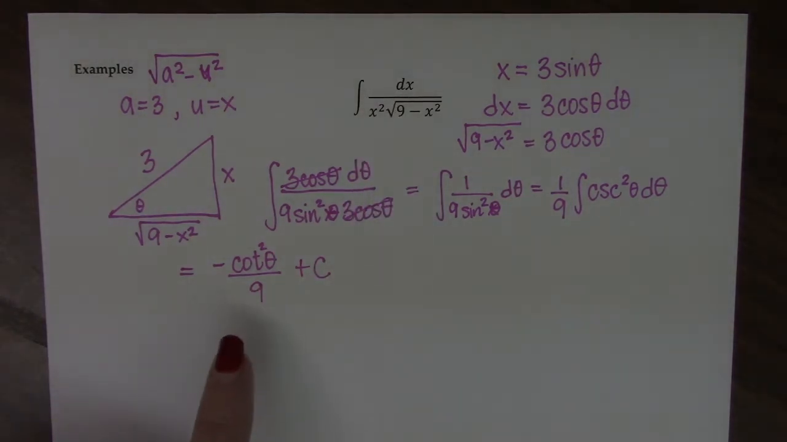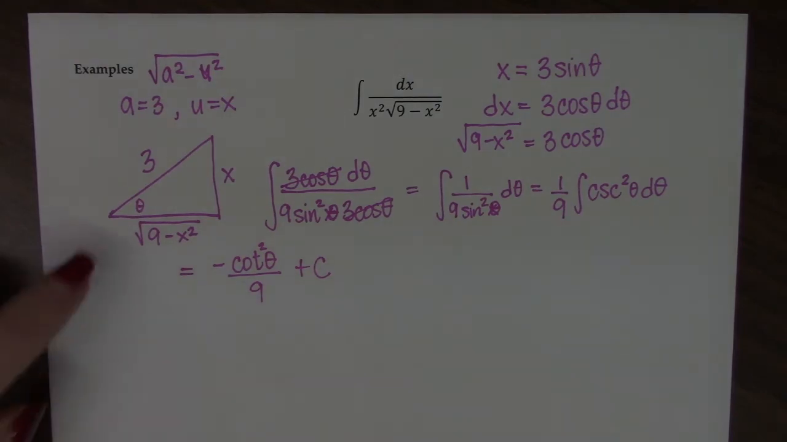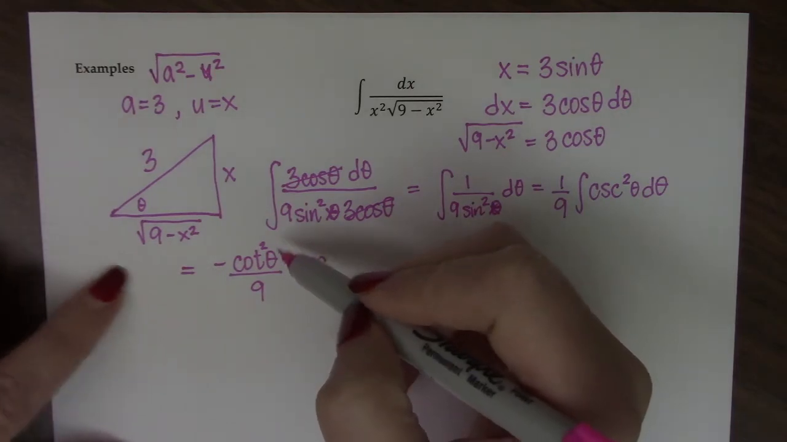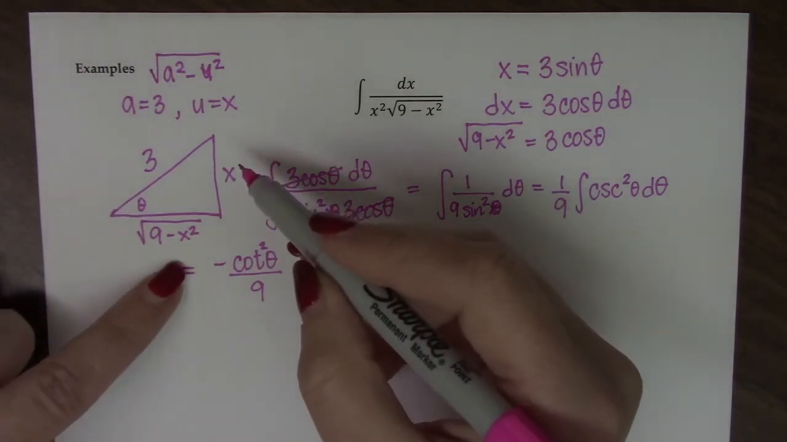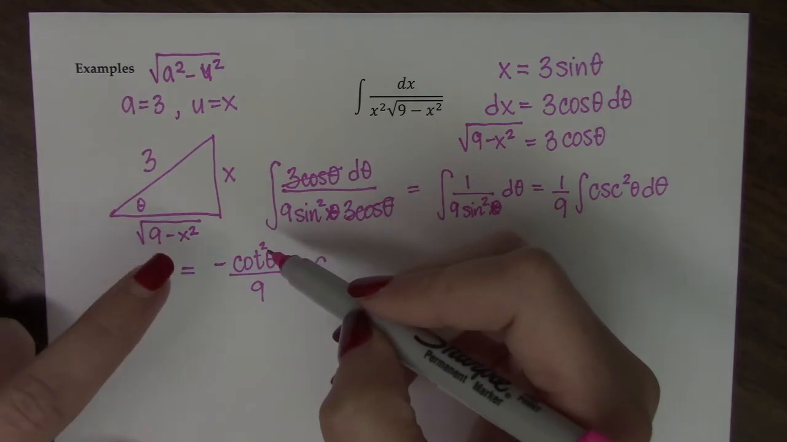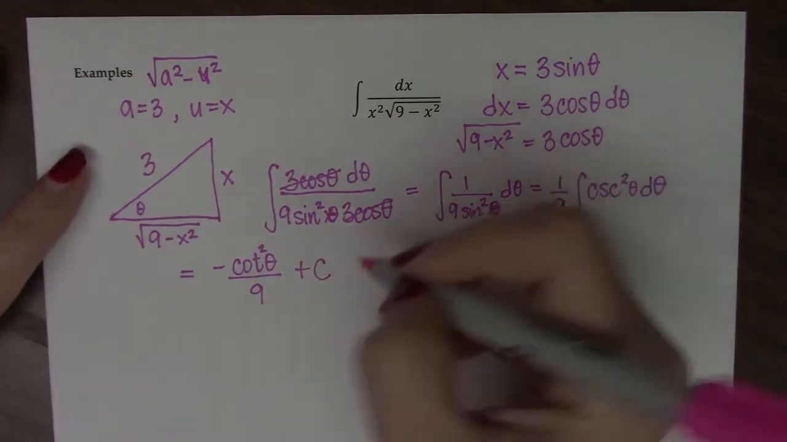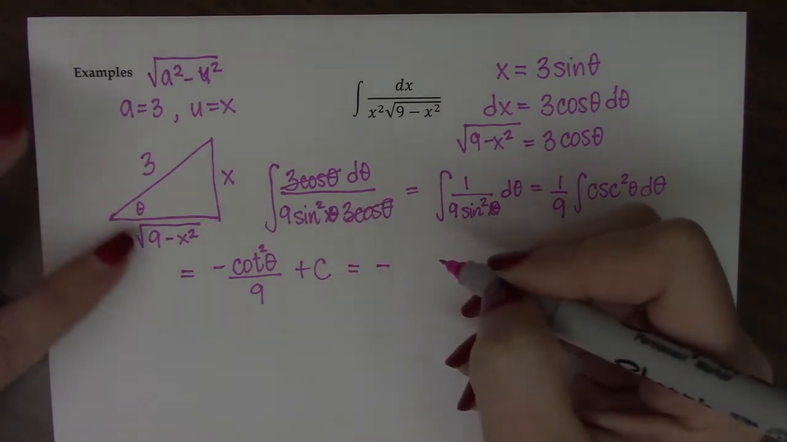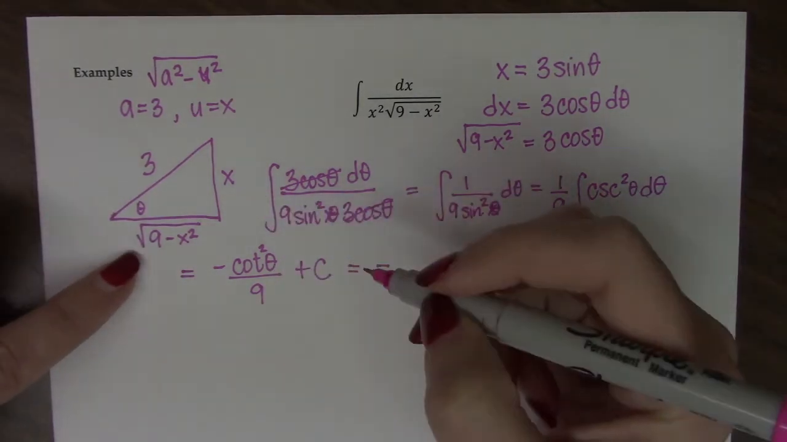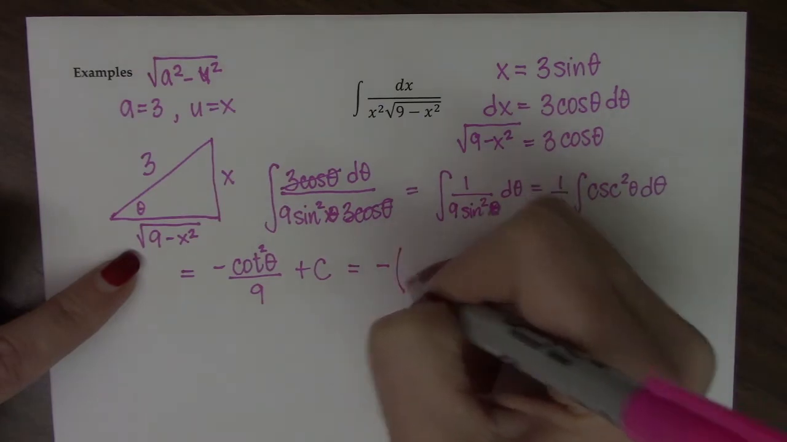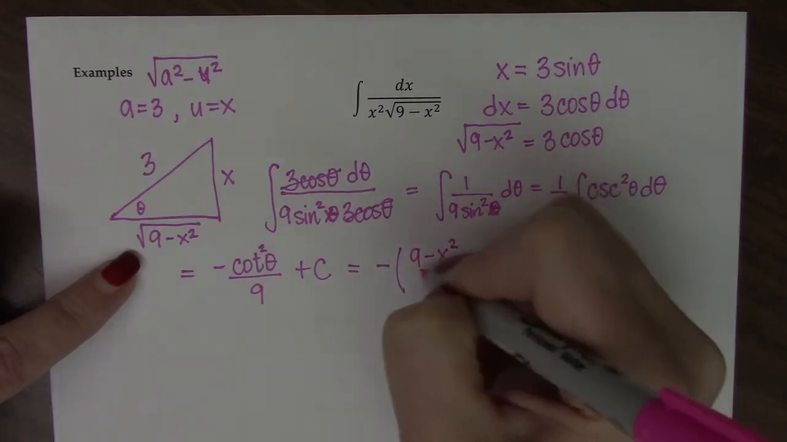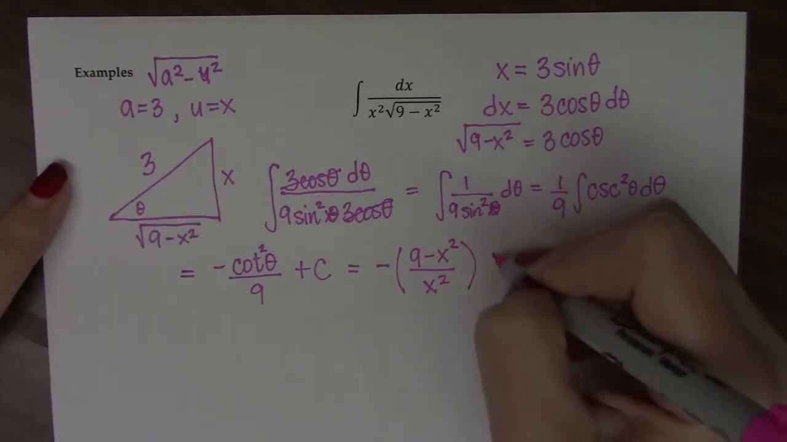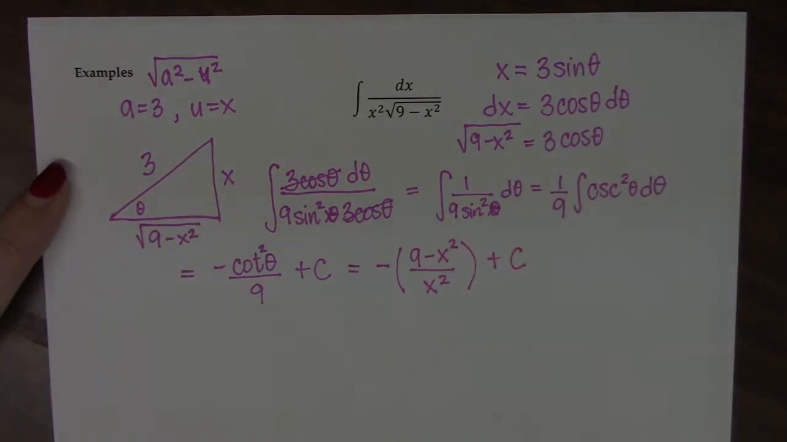So what we do at the end of the problem is we just translate back. If you look at the triangle here, cotangent is 1 over tangent, and tangent is opposite over adjacent. So cotangent is adjacent over opposite. Also keep in mind that this is cotangent squared, so we have to square each one of these sides. If you square the radical, you just get 9 minus x squared. If you square the opposite side, we get x squared plus c.